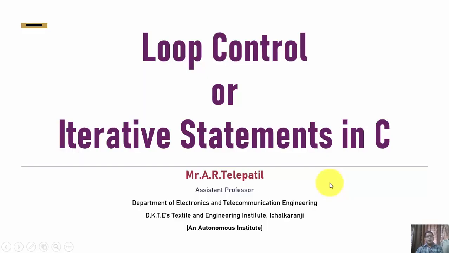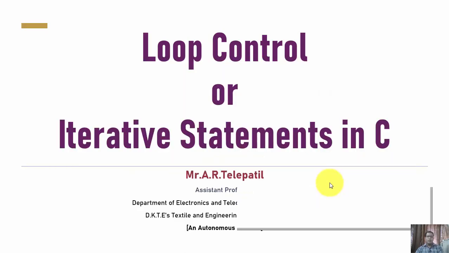We are discussing the loop control statements, which are also known as iterative statements present in the C programming language. Today we are going to discuss the use of the while loop control statement to find whether the entered number is an Armstrong number or not an Armstrong number. So let's begin.